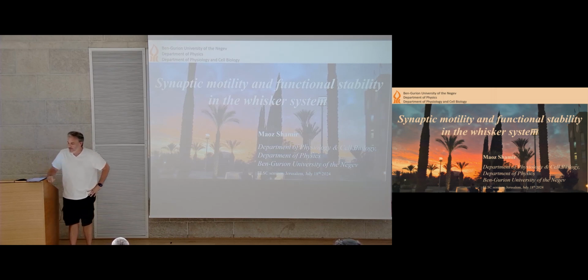Here at the Hebrew University, and he studied the effects of noise correlation and neural heterogeneity on the neural code. After a postdoc at Boston University with Stephen Colburn and Nancy Kopell, he started his own lab in 2008 at Ben Gurion, and his current focus is the theory of plasticity and learning in the brain and attention selection. Today we're going to hear about moving synaptic motility and functional stability in the whisker system.